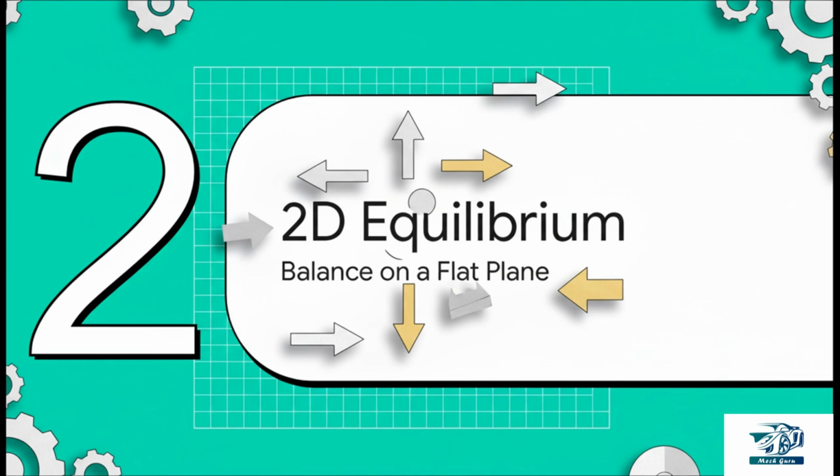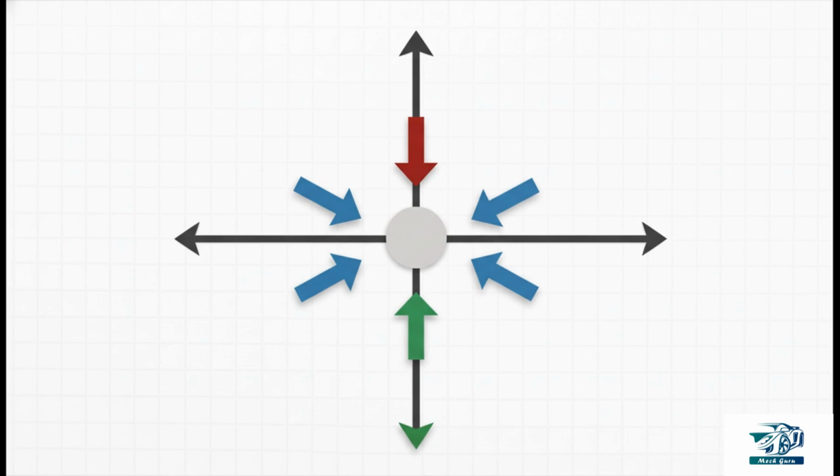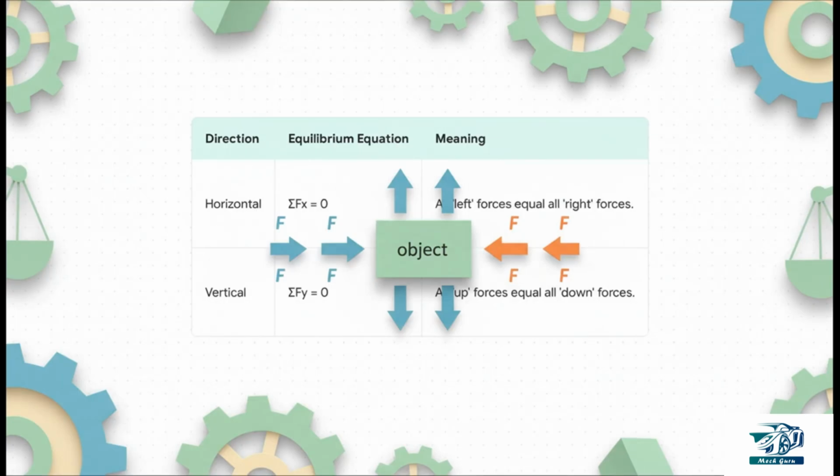We'll start in 2 dimensions. So on a flat plane, like a drawing on a piece of paper, our master equation, sigma F equals 0, splits into 2 separate, really simple checks. We just have to make sure all the forces balance out horizontally, that's the x direction, and vertically, the y direction. Now, what's so cool about this is how it shows the real power of that one rule. All it's really saying is that for something to be stable, every single force pulling to the right has to be perfectly canceled out by a force pulling to the left. And same thing for up and down. That's it. It's really that simple.